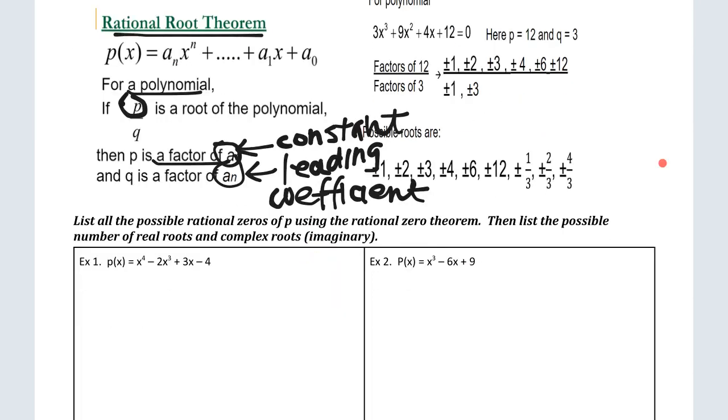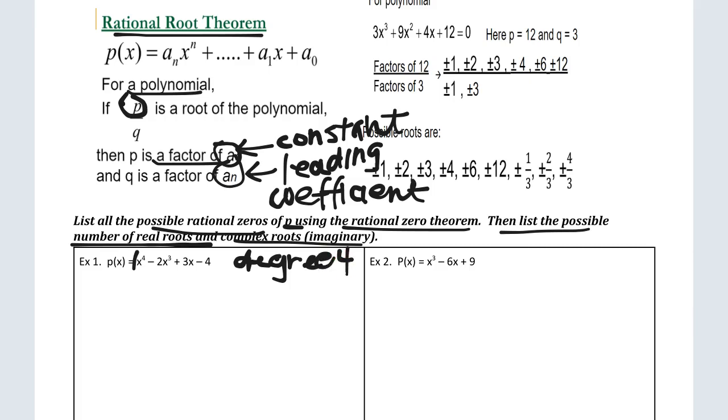So we're going to list all possible rational zeros using the rational zero theorem, then list the possible number of real roots and imaginary roots. So in number 1, our degree is 4. Degree 4 means 4 zeros.